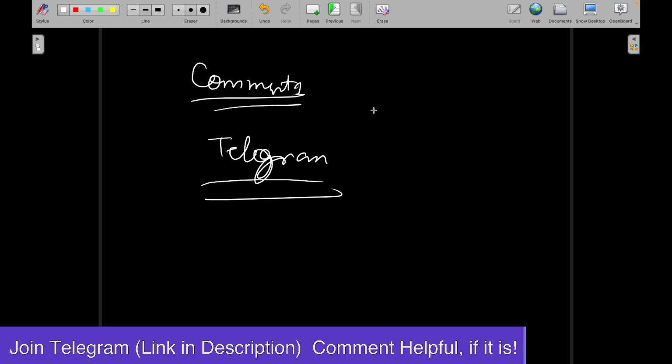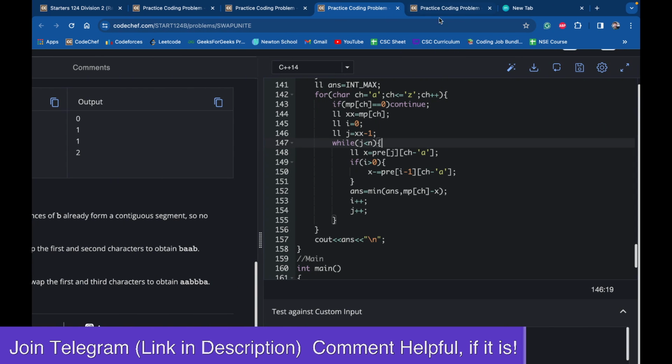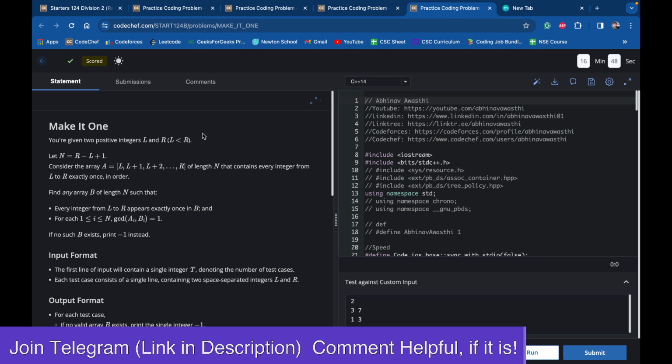Amazing. So now let's discuss the fourth problem, which is Make It 1. This was also a really interesting problem actually, because of one mistake, one wrong observation.